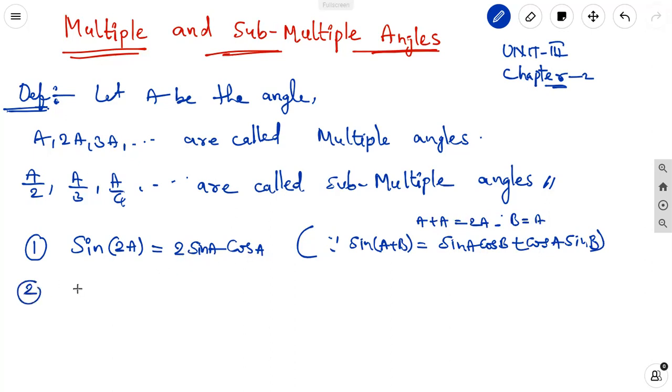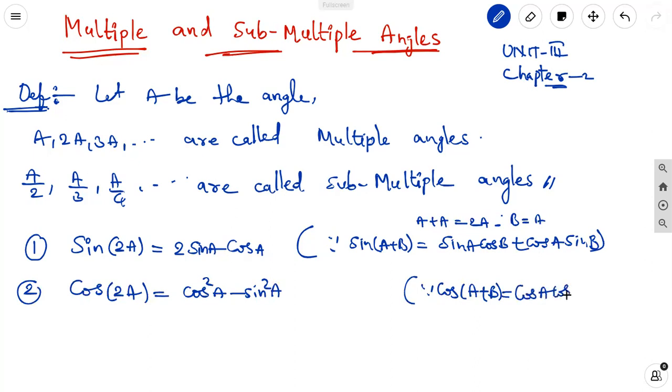The second one, cos of 2A, is equal to cos square A minus sine square A. It is also from cos of A plus B equal to cos A cos B minus sine A sine B. Here also, taking A equal to B, cos 2A is equal to cos A into cos A, which is cos square A, minus sine A into sine A, which is sine square A.